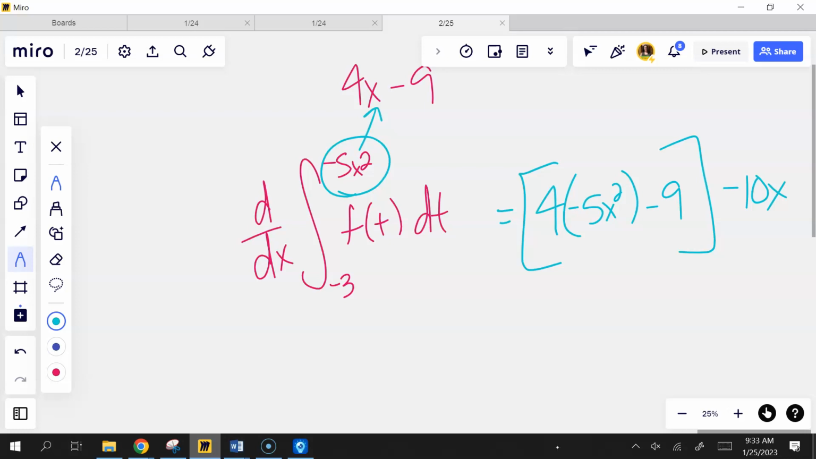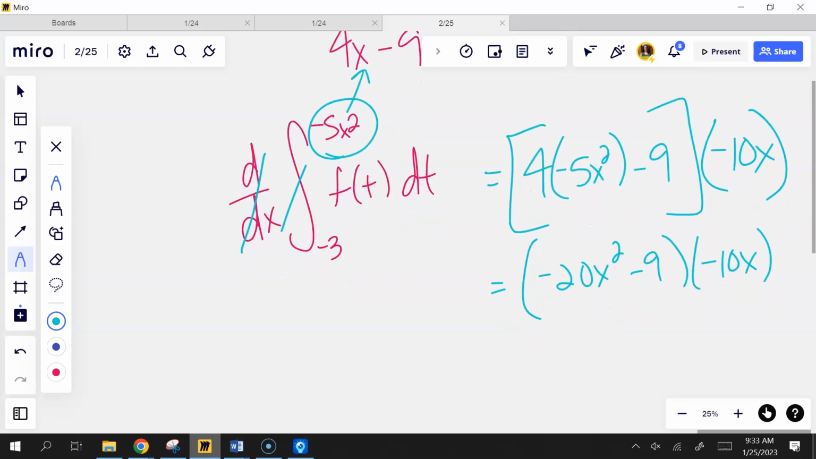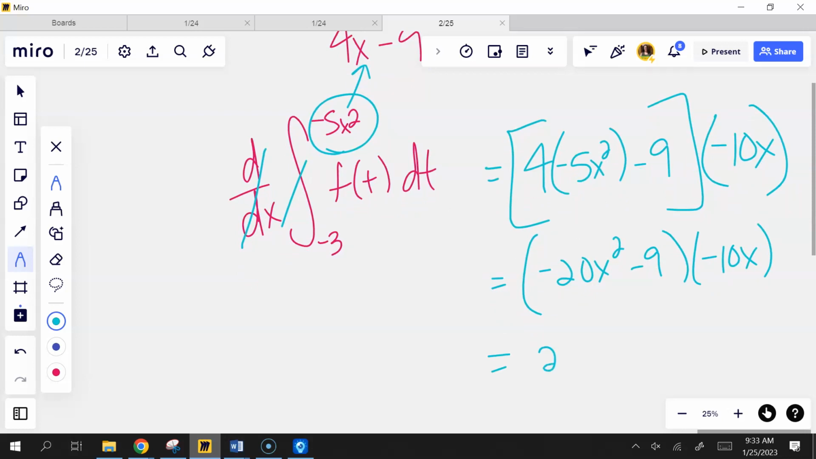You could have left it there. Nope, you don't do anything to the bottom because this and this are canceling each other out, essentially. The only thing you do is that bound up top, as long as the bottom is a constant value. So if you did multiply it out, you got 200x cubed plus 90x.